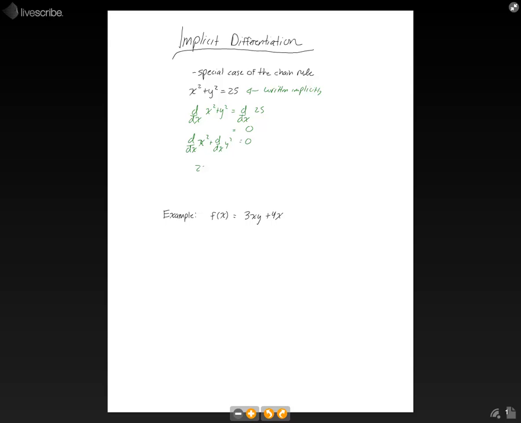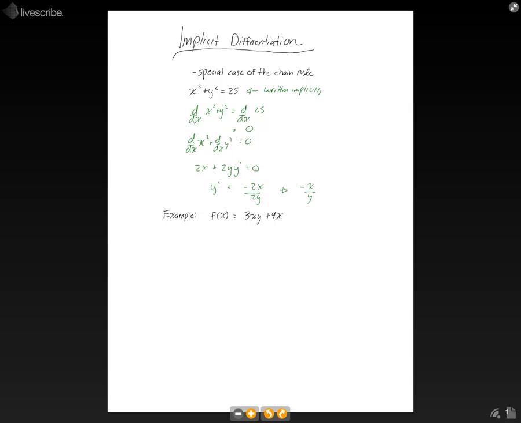is going to be 2x. But how about the derivative with respect to x of y squared? We can apply a special case of the chain rule that we use in implicit differentiation and take the derivative with respect to y and multiply by y prime. And then that is implicit differentiation. We can solve this for y prime as the final step and get y prime equals minus 2x divided by 2y, which reduces to negative x over y.